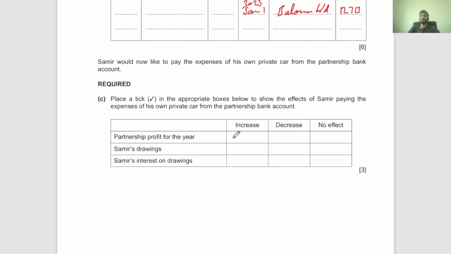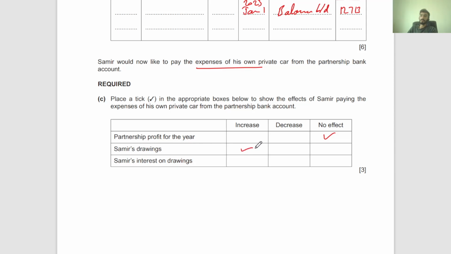Samir would now like to pay the expenses of his own private car from the partnership bank account. Okay, so that'd be counted towards drawings, right? It's not a business expense. It's Samir's own expense. So if he's using business bank account or partnership bank account for that, it doesn't change the fact that it's a personal expense. So we count that towards drawings. Partnership's profit for the year won't be affected, of course, because it's not a partnership expense.